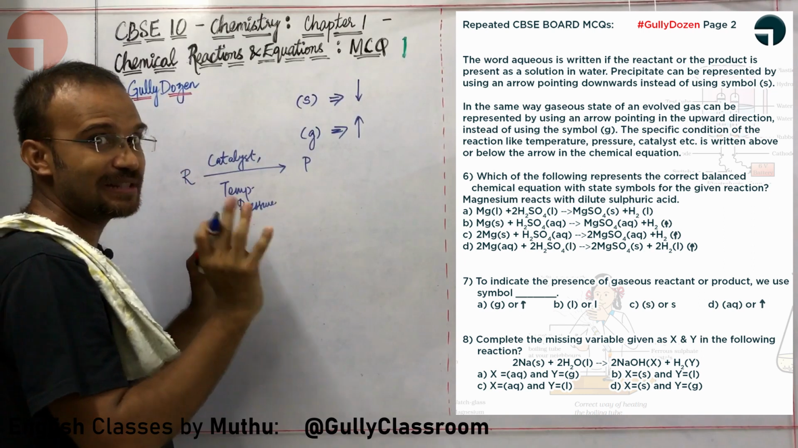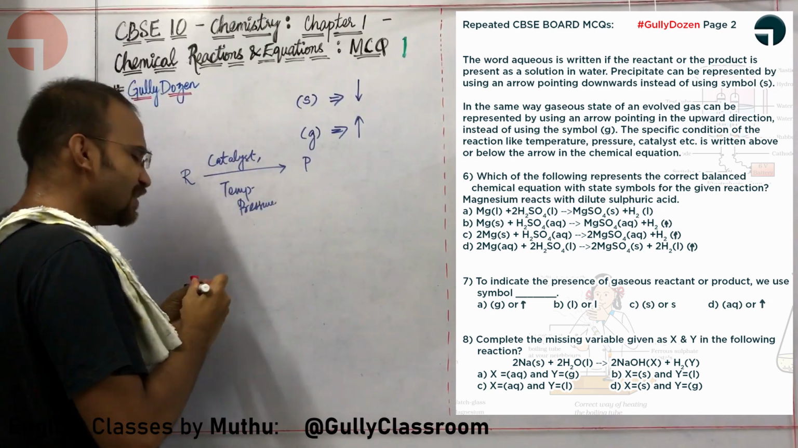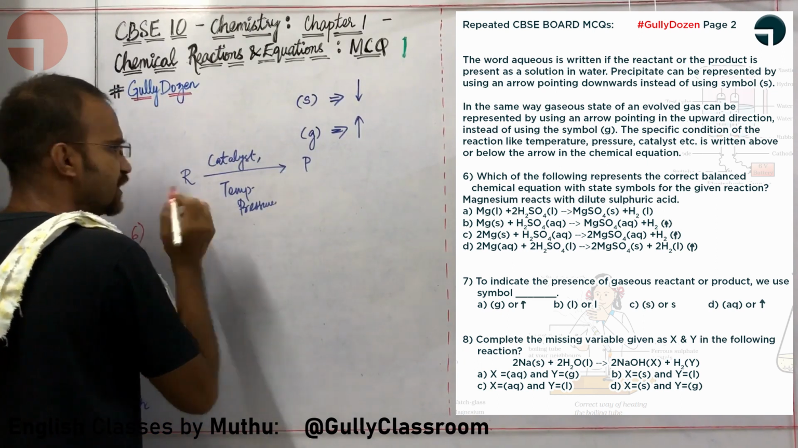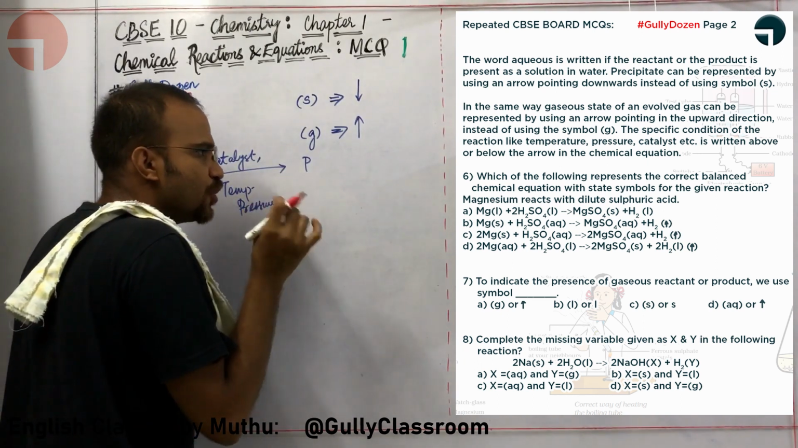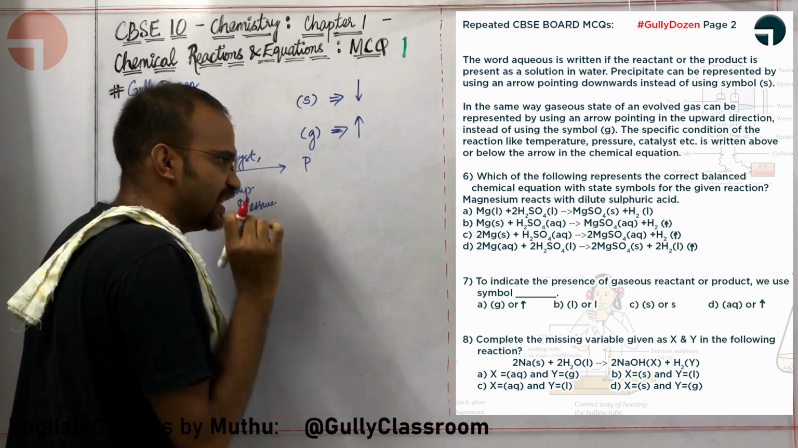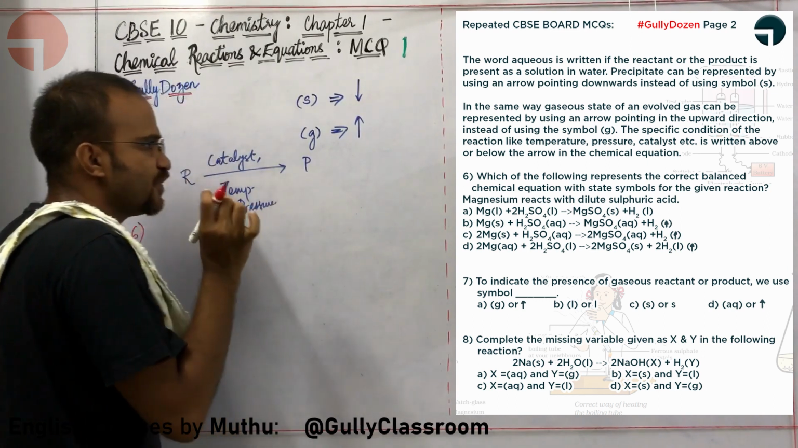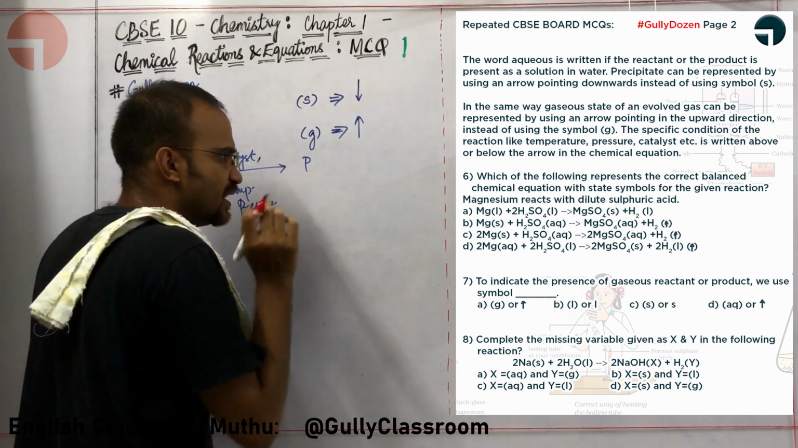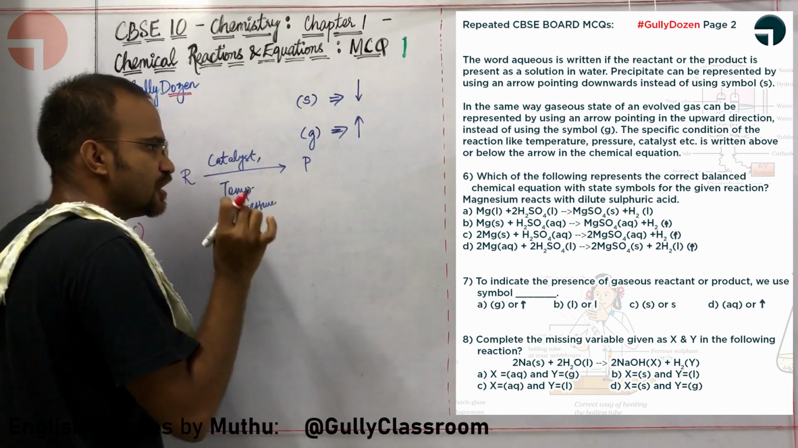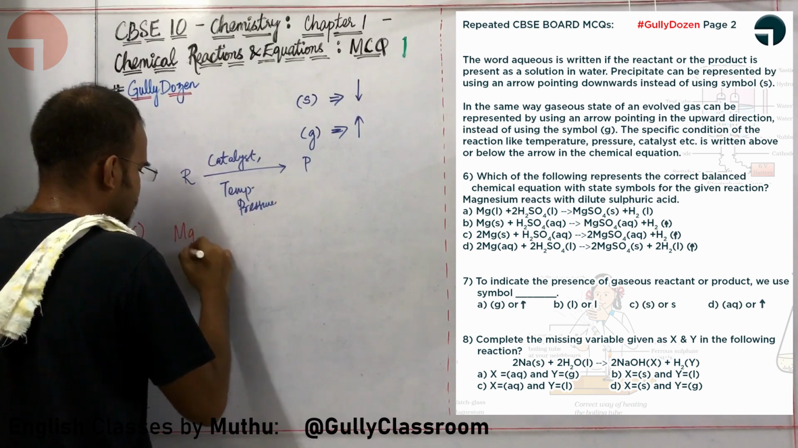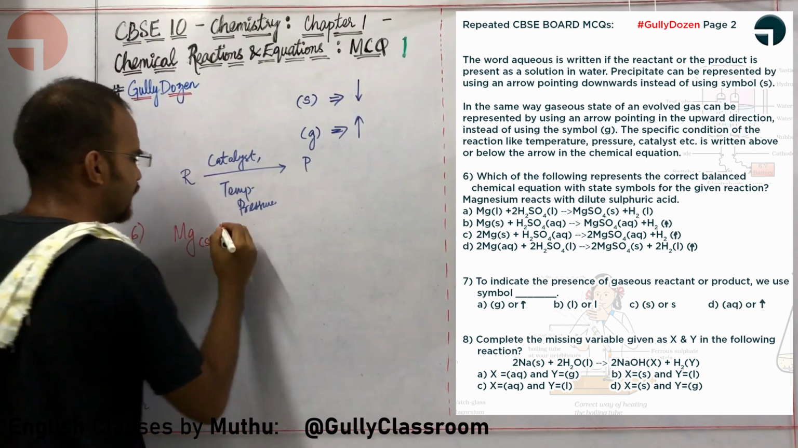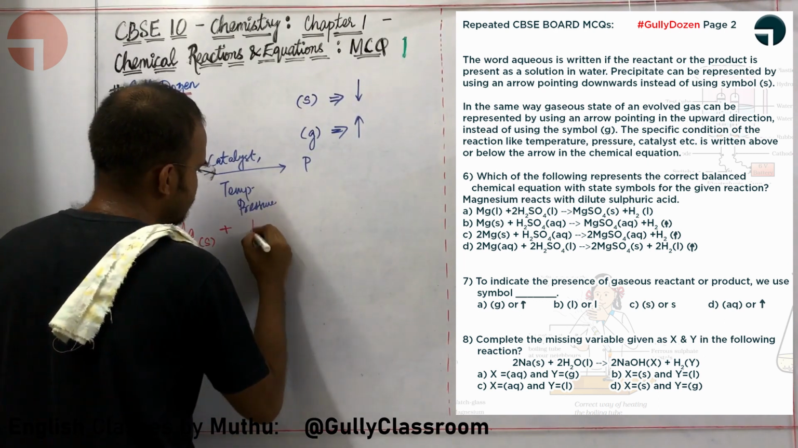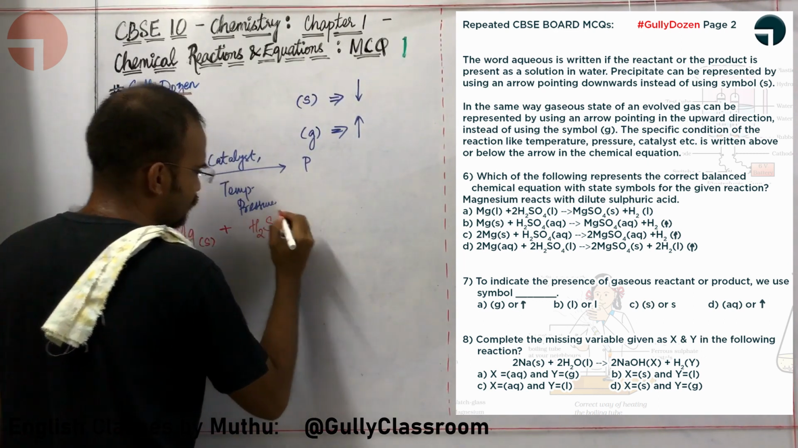I have already read the passage with respect to the sixth question. Now let us go for our sixth question. What is it talking about? Which of the following represent the correct balanced chemical equation with the state symbols for the given reaction? Okay, they are asking us to write a balanced chemical equation. Magnesium is reacting with dilute sulfuric acid. Magnesium has to be a solid, right? It is a metal, it is a solid. It reacts with dilute sulfuric acid, H2SO4.